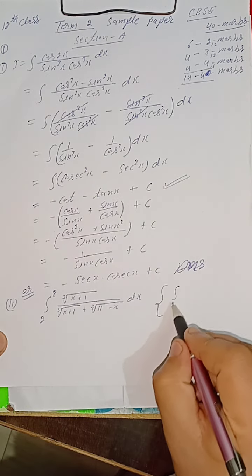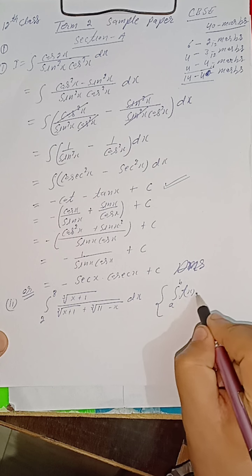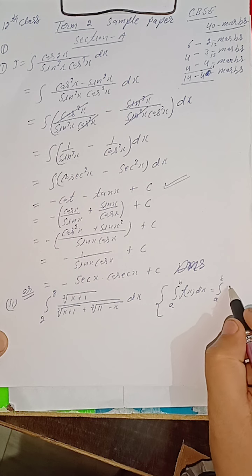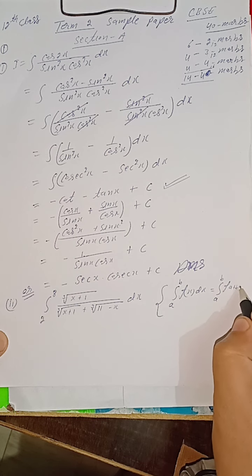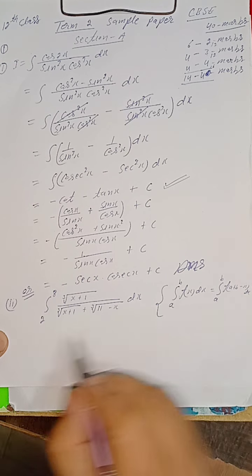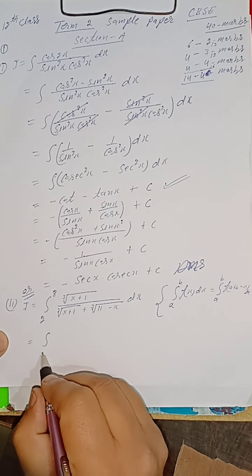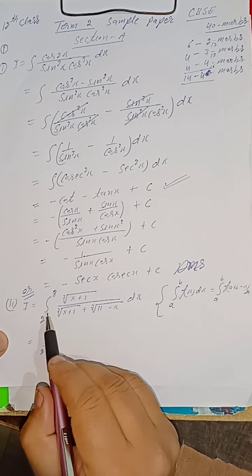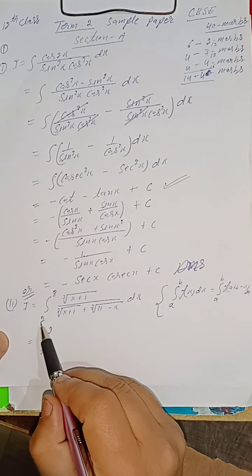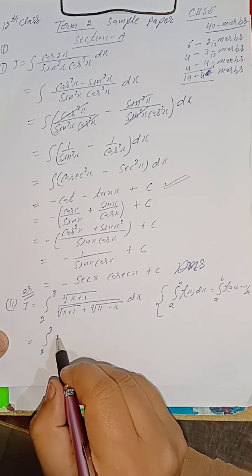Here we'll use the property a to b. If we have integral a to b f of x dx, we can write a to b f of a plus b minus x. So if we use this property, limit will be same 2 to 8 and 2 plus 8, that is a plus b. Here a is 2 and b is 8. So 2 plus 8 is 10.